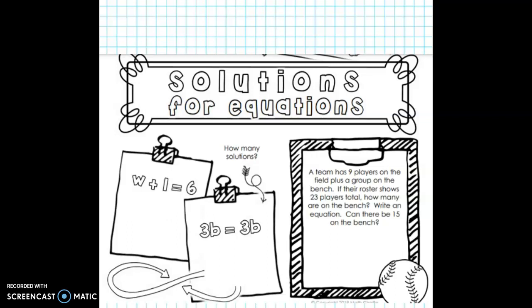So let's look at w plus 1 equals 6. There is one solution. 5 is the only number that works for w to make this equation equal 6. 3b equals 3b. There are infinitely many solutions. Any value for b will make this sentence true.